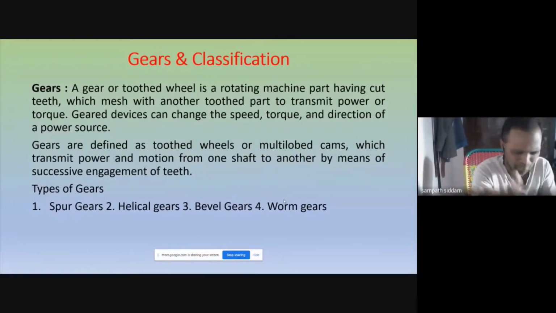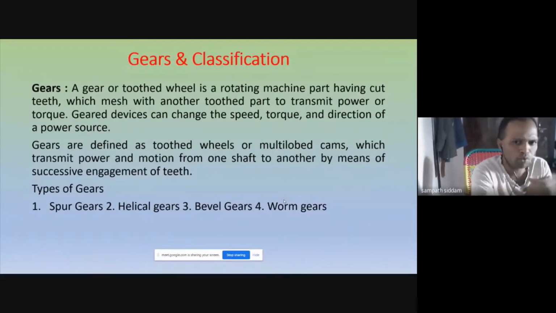The similar definition which I learned before. If you want to transmit from one end to the other, the number of teeth may be different from one gear to the other. By contact or engagement, the power will be transmitted. So in this, you have different types of gears: spur gear, helical gear, bevel gear, and worm gear.